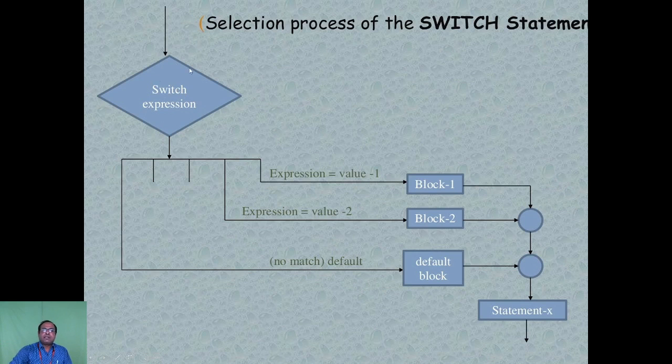This is a flow chart for the switch case statement. Here we need to give the expression. If the case is 1, then block 1 will be executed. Then if the case is 2, block 2 will be executed. If none of the cases is true, then finally the default block will be executed.